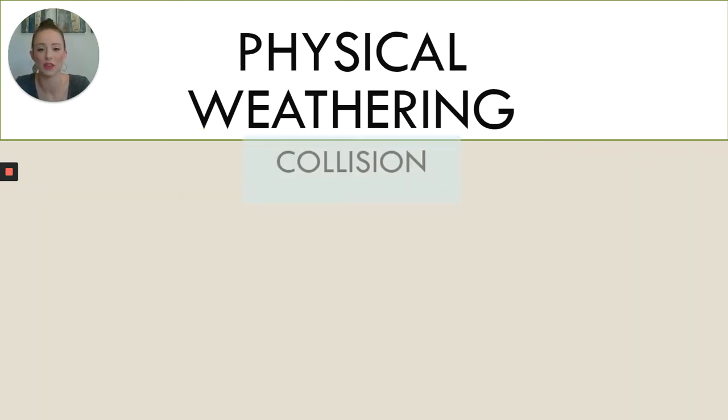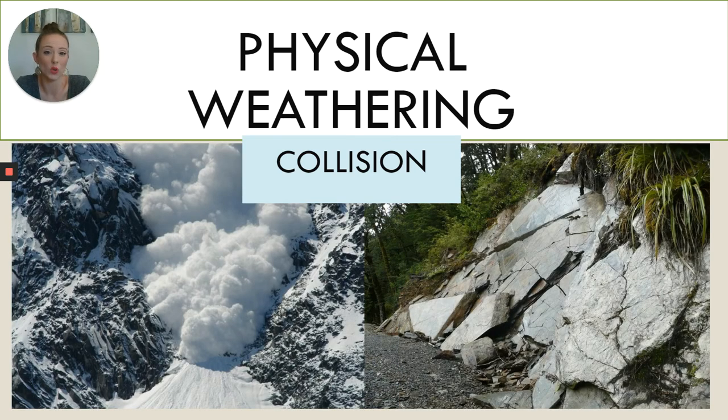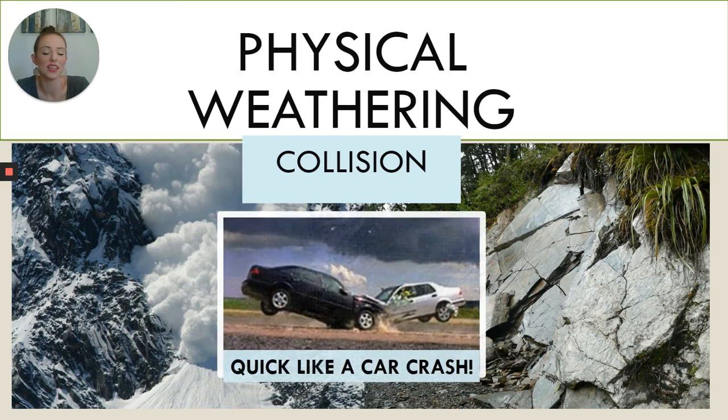Another type of physical weathering that we have is called collision. These are like an avalanche or a landslide where large chunks of the surface are moving at a very rapid rate. So just like when you hear the word collision, you might think of a car crash. Both of these processes happen very fast, like a car crash. So avalanches and landslides are types of collision.